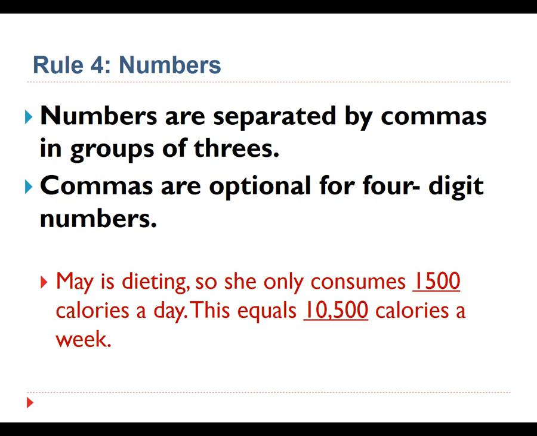The next rule is using commas in numbers. Commas are used in a number after a group of 3. Commas are optional in 4-digit numbers, but are mandatory with 5 digits or more. Let's look at the examples. May is dieting, so she only consumes 1,500 calories a day. This equals 10,500 calories a week. The writer chose not to use a comma in 1,500, but she did use it for 10,500 since it is a 5-digit number.